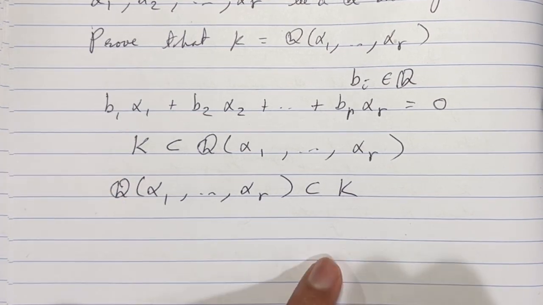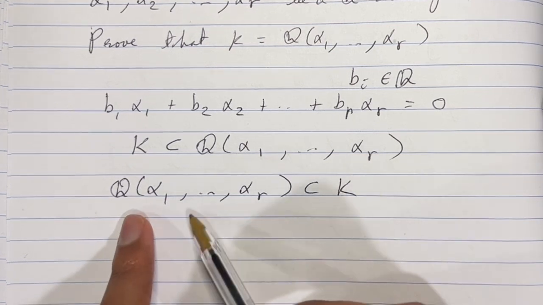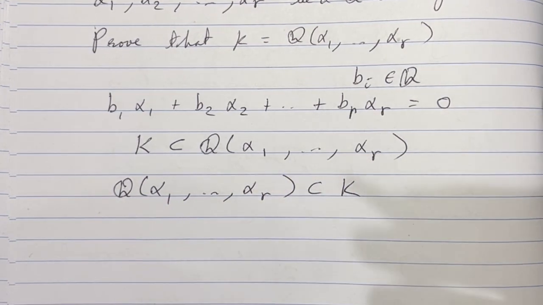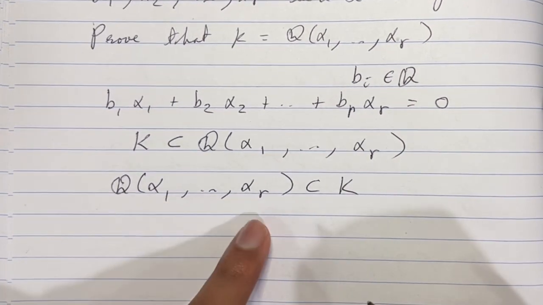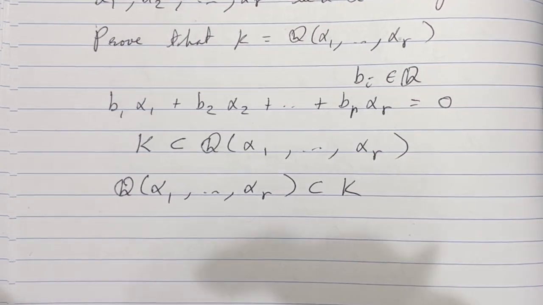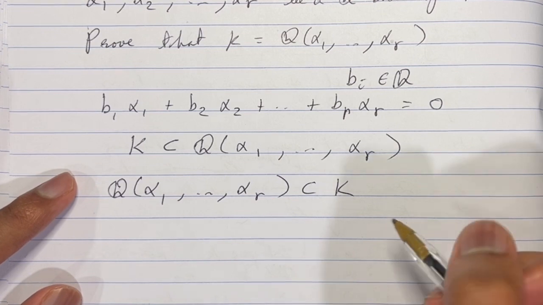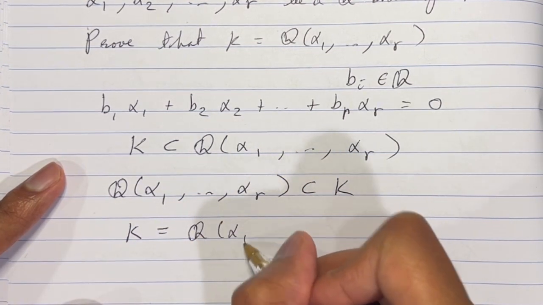So the second part, just to clarify, is because Q adjoin α1 up to αR is defined to be the smallest field containing these elements, and it's actually well defined in that way, right? Because you can take intersections of two fields and get a smaller field. And so we have this, and now we're done. K equals Q adjoin α1 up to αR.